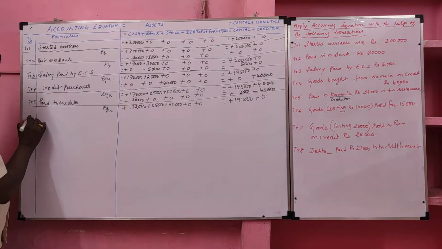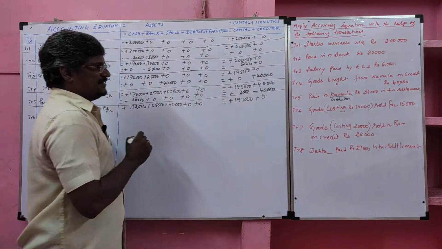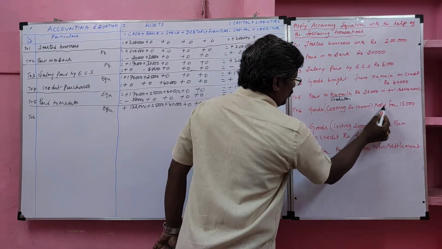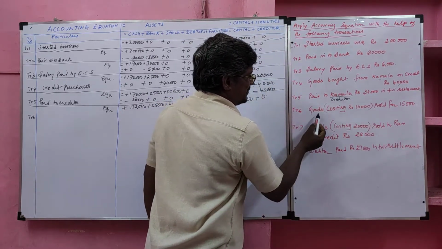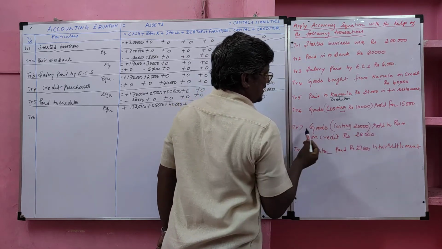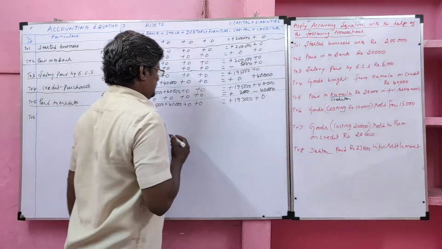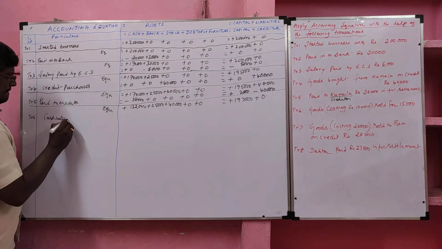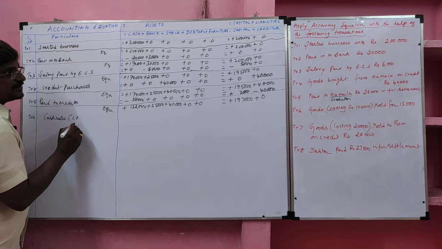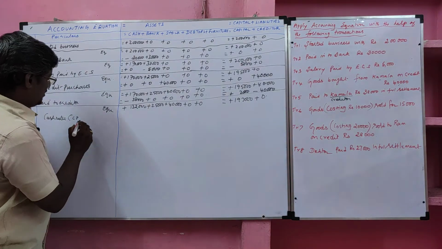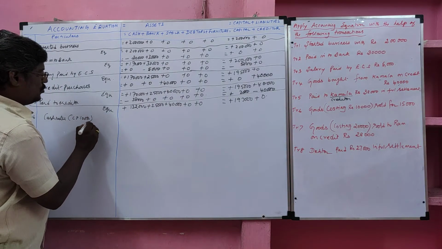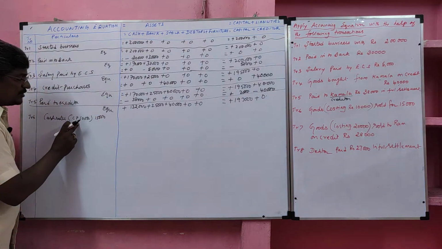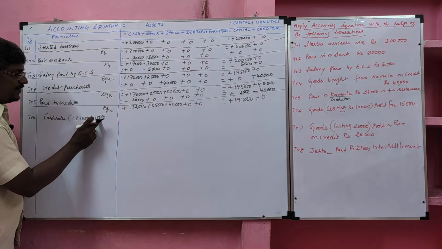Next, transaction 6. Goods cost price 10,000, sold for 15,000. This is sales. No name is given in this transaction, so this is a cash sale. Cost price is 10,000. Sold for 15,000.